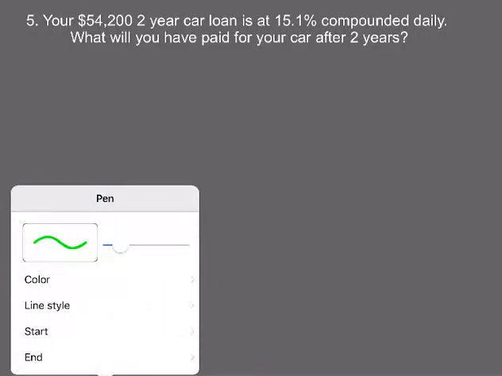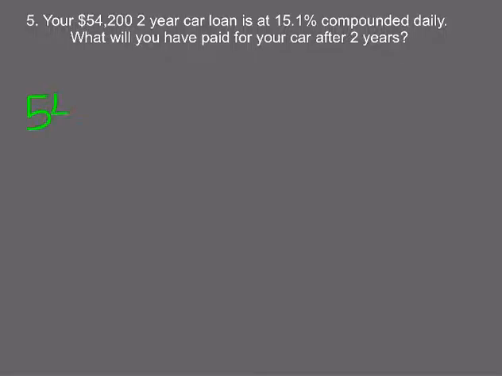Okay, so let's go ahead and take a look at this one. So we're starting off with $54,000 in the bank. I wish I had $54,000 in my bank. Okay, so this is a car loan. So what we're actually trying to figure out is, okay, this car costs $54,000, but I'm taking out a loan at 15.1%. How much am I actually going to have to pay after 2 years? So this is actually super relevant.